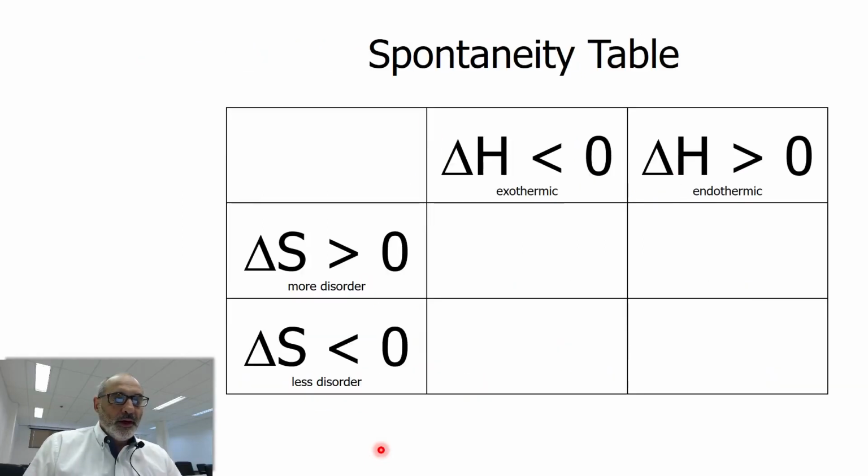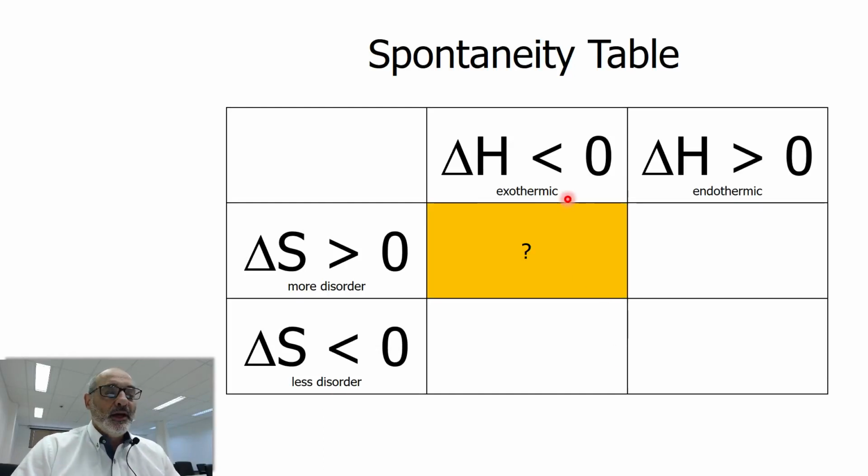So, let's try now to build a spontaneity table, given that we have all these assumptions and conclusions, in terms of combinations of being exothermic or endothermic, or having more disorder or less disorder in the process. Let's try to fill this table, and then we are going to propose a definition of what we are calling Gibbs free energy, a measure of the spontaneity of the process. So first one, this case here.